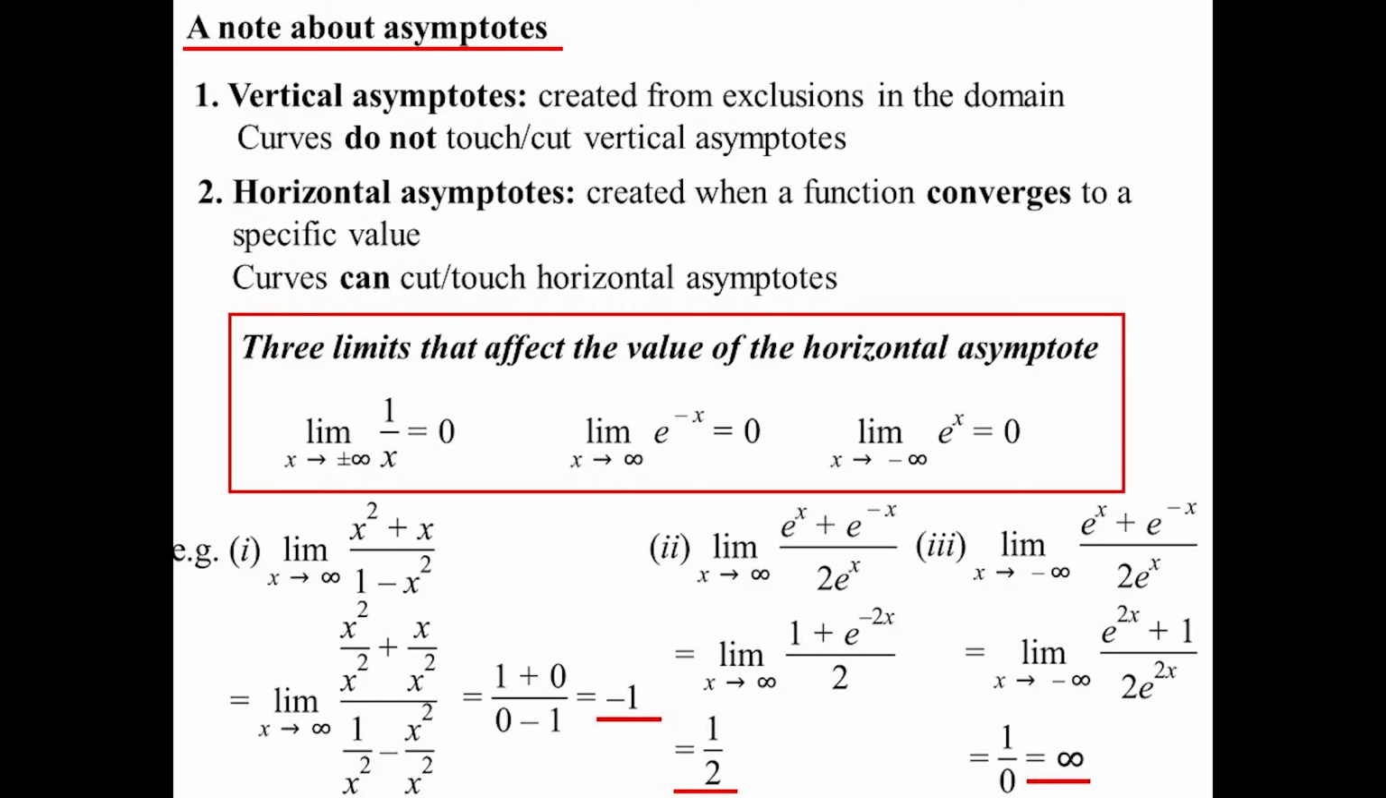So what have we got there? We're going to have 1 over 0, which is undefined, but we also think of it as coming from infinity. So this one must be starting over there out on the left-hand side. As it approaches negative infinity, the y value is approaching infinity.